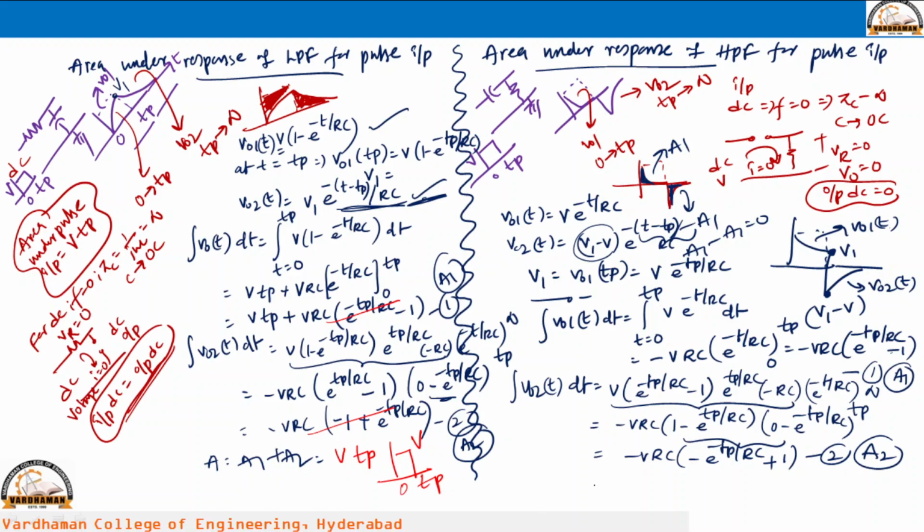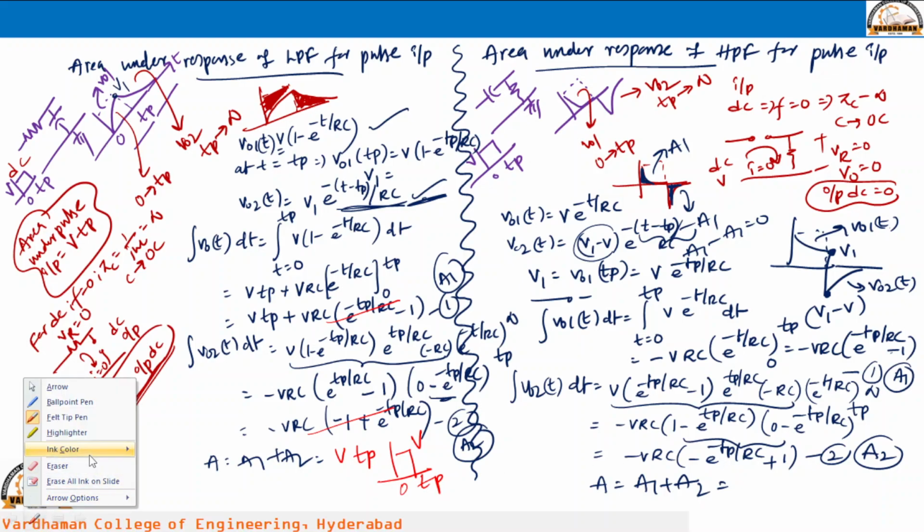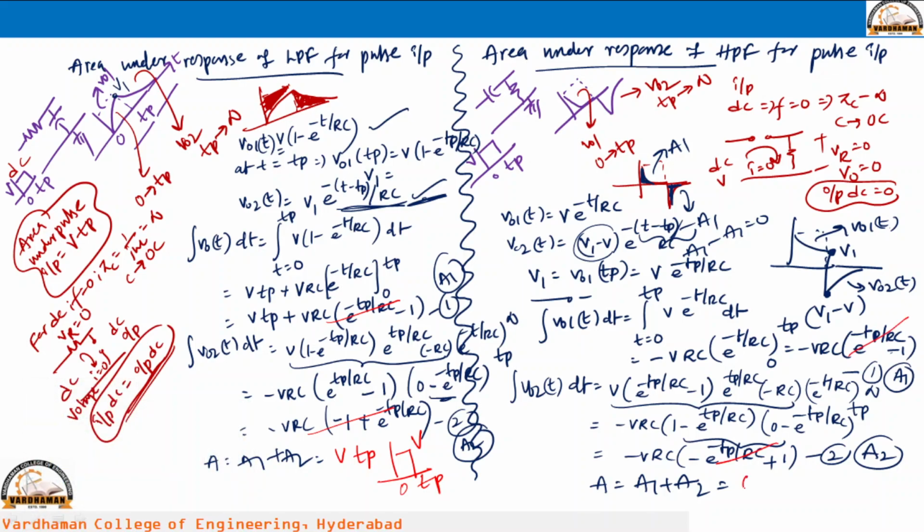Now, you observe area 1 and area 2, then you will get the total area A1 plus A2. See here, minus V Rc in area 1, here also minus V Rc is there. It is e power minus Tp by Rc minus 1, but it is 1 minus e power minus Tp by Rc, both are opposite to each other. So, both will be cancelled exactly, and the total area of area 1 and area 2 will be equal to 0. That means you will not find any DC in the output of the high pass filter. That is what we are proving. These two are important. Thank you.